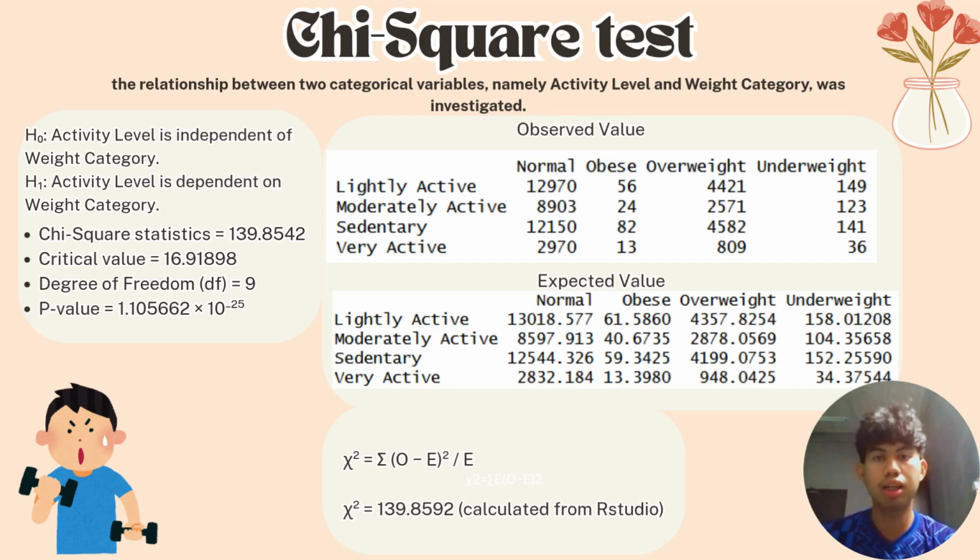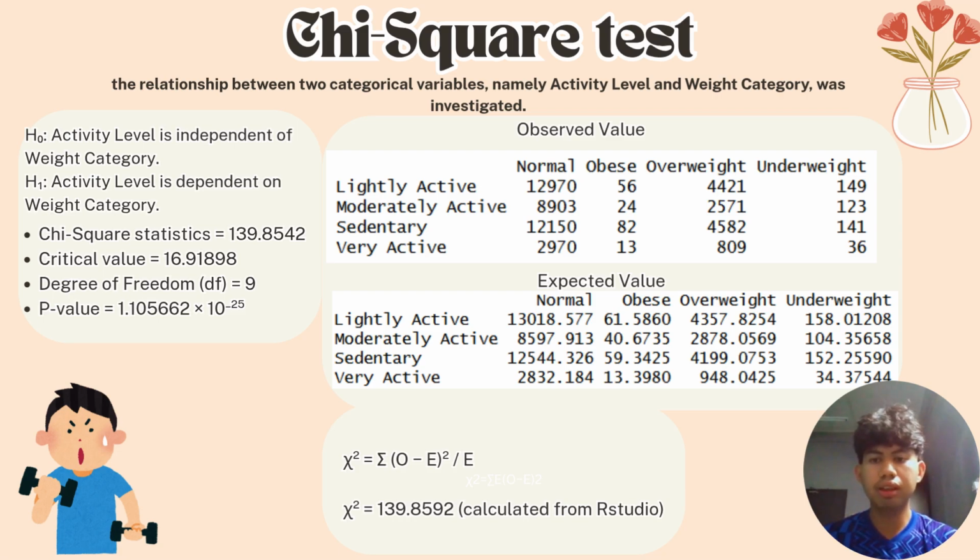My part, I will explain about the chi-square test. The objective of this analysis is to determine whether there is a significant association between activity level and weight category. For this test, two categorical variables were selected from the dataset. The first variable is activity level, which consists of lightly active, moderately active, sedentary, and very active categories. The second variable is weight category, which consists of underweight, normal, overweight, and obese categories.